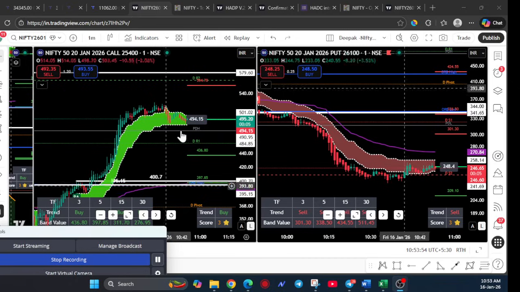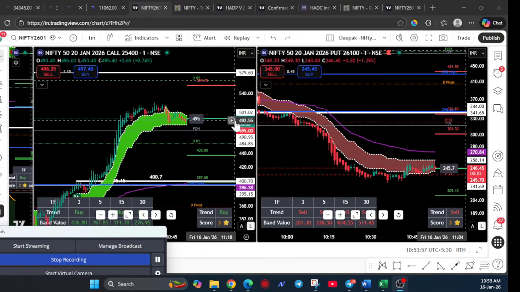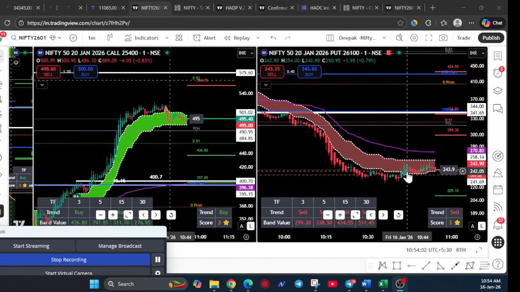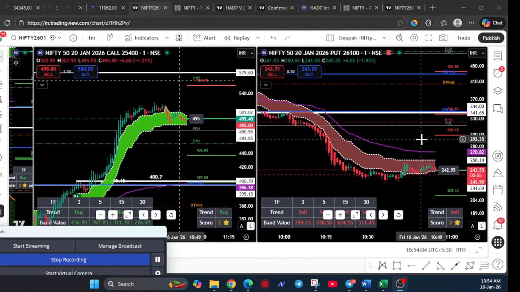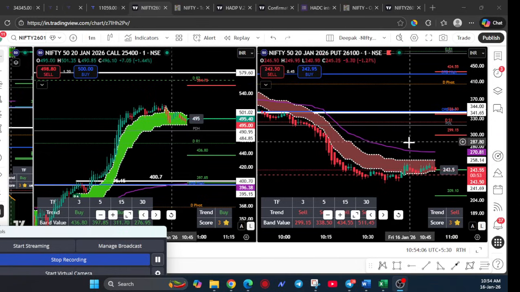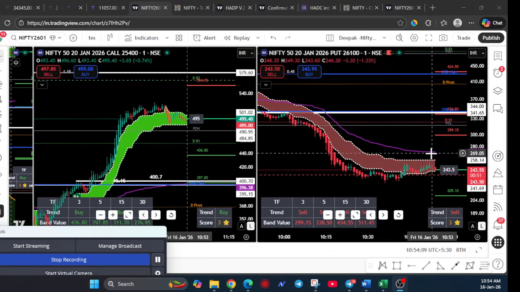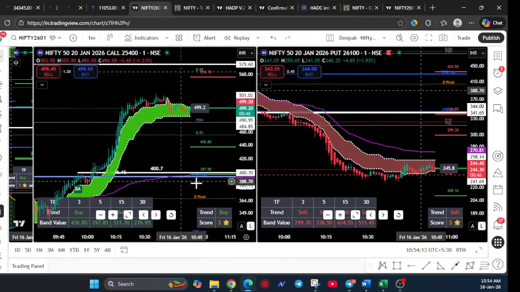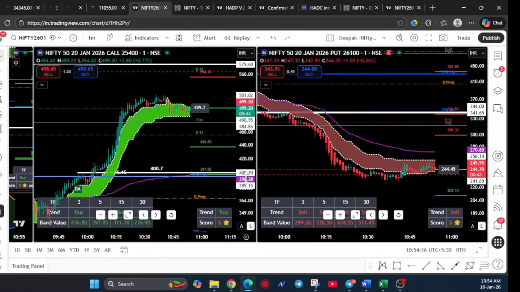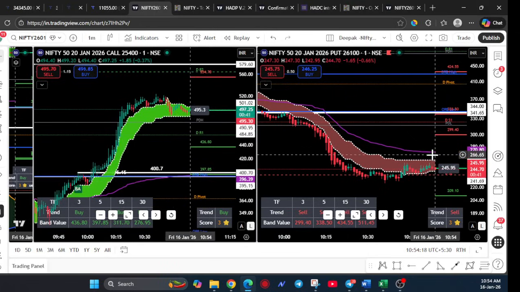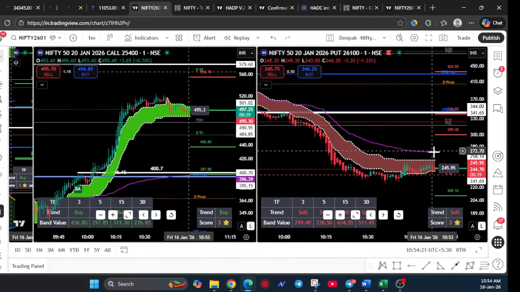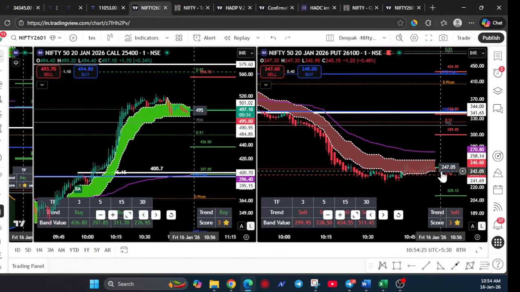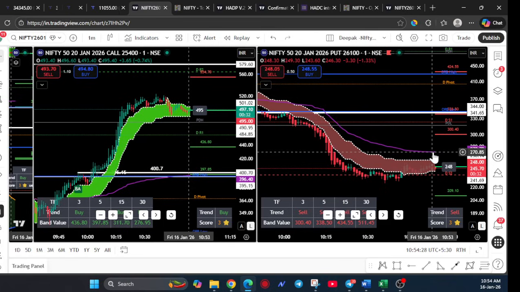Wow. Still consolidating. Put side also has become flat. But one thing that is good is that the put is below the VWAP line. Call तो बहुत दूर है. VWAP is around 396. Put's VWAP is near because this has become 50% of this, right? ये 500 है तो ये 450. That is why your VWAP is near for this put option.